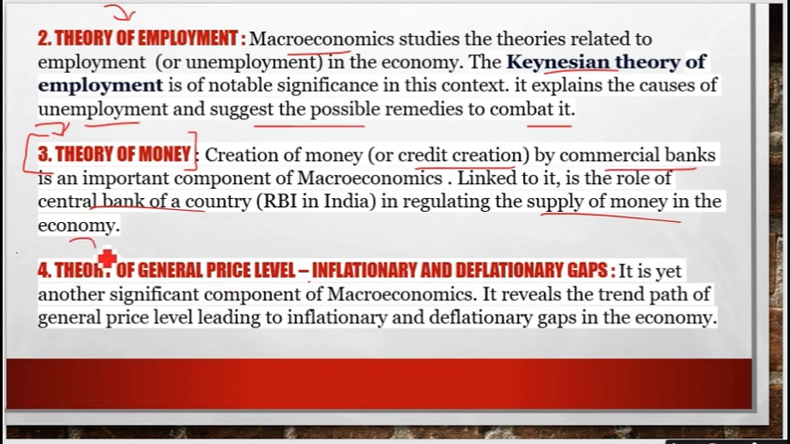Now next, under the scope of macroeconomics, we study the theory of general price level. Now how the price level of different goods and services are determined and what is inflation and deflation. You are going to understand everything under this theory of general price level. So inflationary gap कब create होता है, deflationary gap कब create होता है, inflation क्या होता है, deflation क्या होता है, ये सब चीजें आप theory of general price level में पढ़ेंगे.